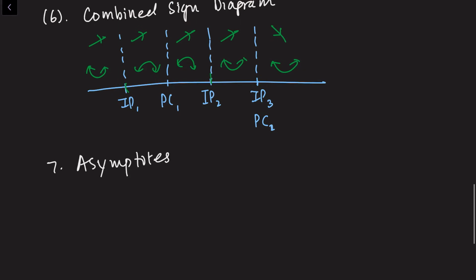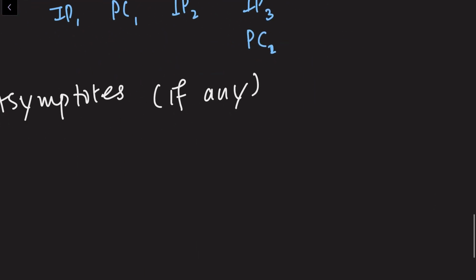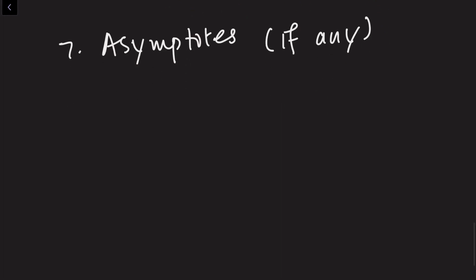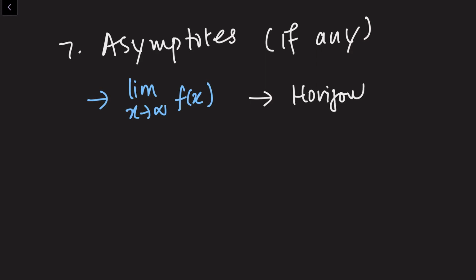Asymptotes, if any, usually happen to rational functions. Like what we learned in the limits chapter, limits and continuity: if we take the limit when x approaches infinity of the function and it equals some value, it means we have a horizontal asymptote.